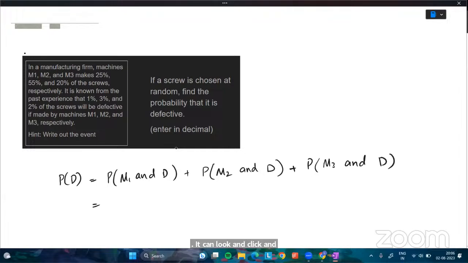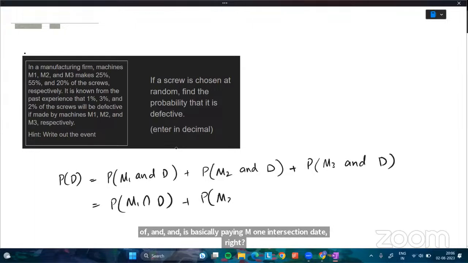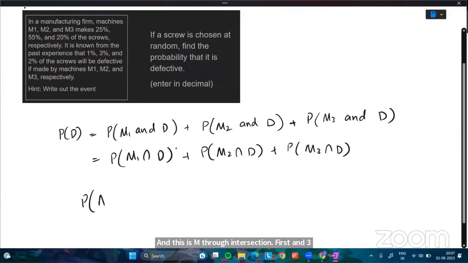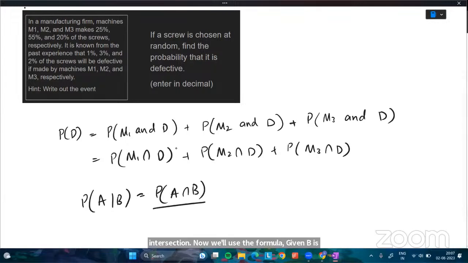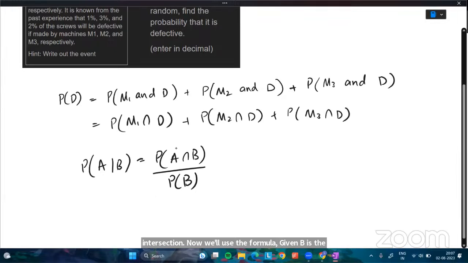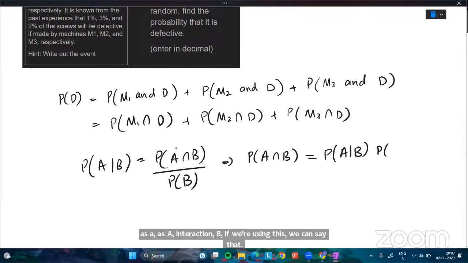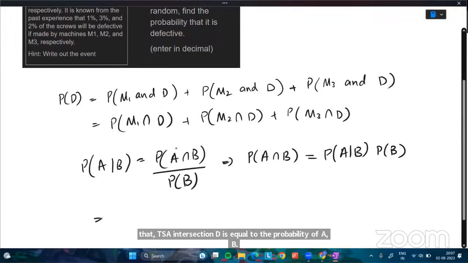So the probability of M1 and D is basically M1 intersection D, and this is M2 intersection D plus M3 intersection D. Now we'll use the formula: probability of A given B is equal to probability of A intersection B divided by probability of B. So we can say that probability of A intersection B is equal to probability of A given B multiplied by P of B. We'll use that everywhere here.